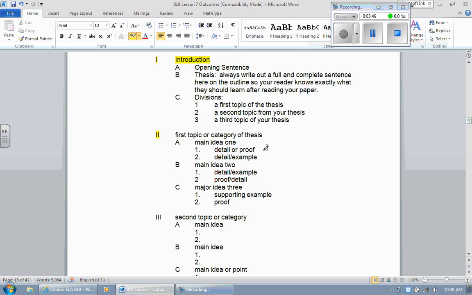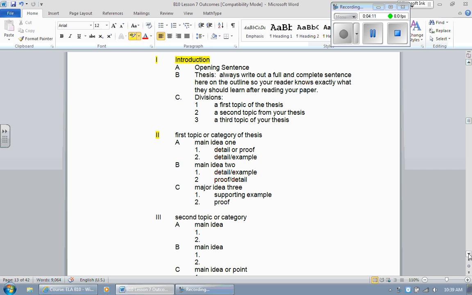My details, my proofs, and my examples are where I convince my reader that this thesis is very true for this particular division idea. We always say you should have at least 2 proofs of every main idea or every subtopic. That way you're giving enough emphasis to what you're talking about to do a good job of proving it to the reader.